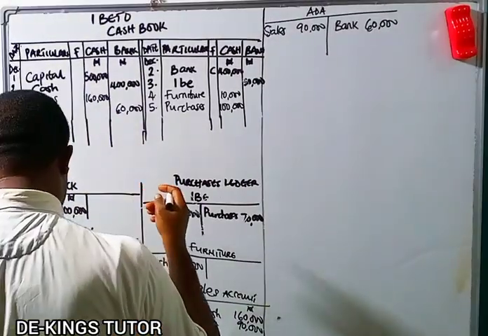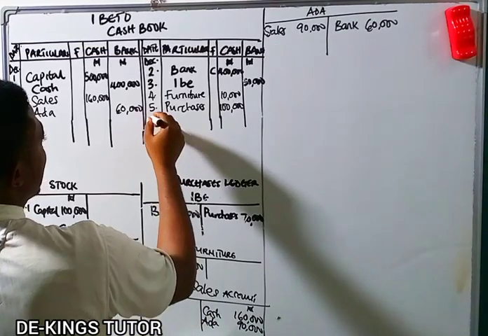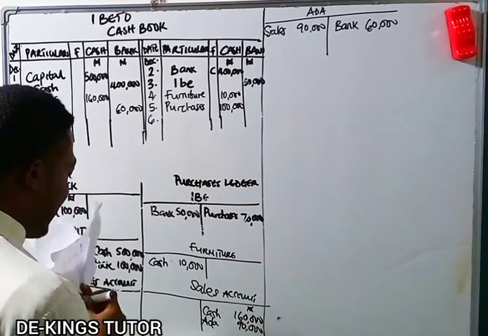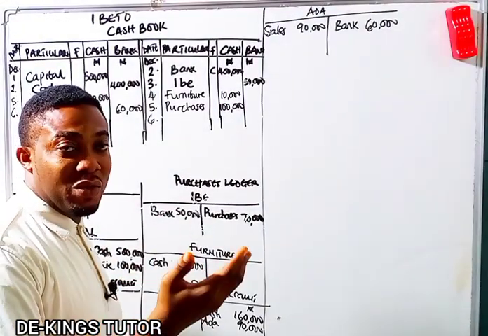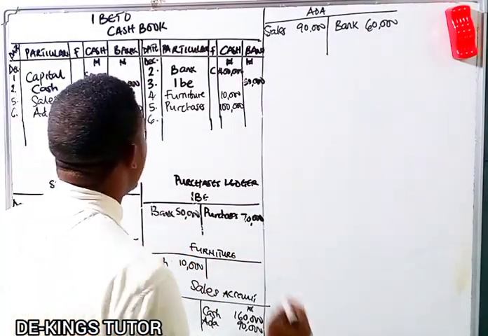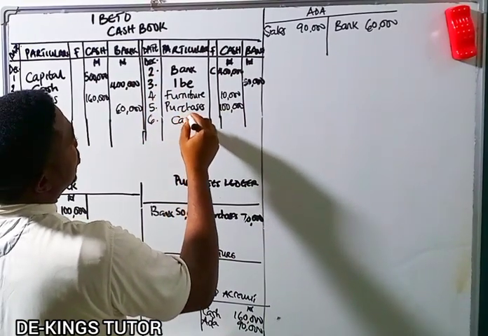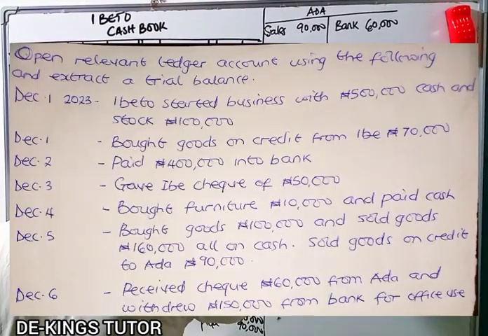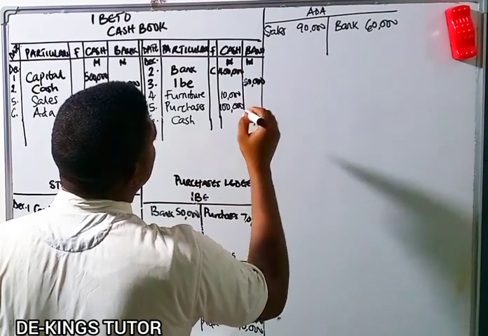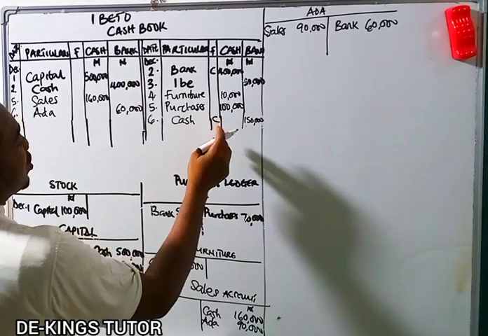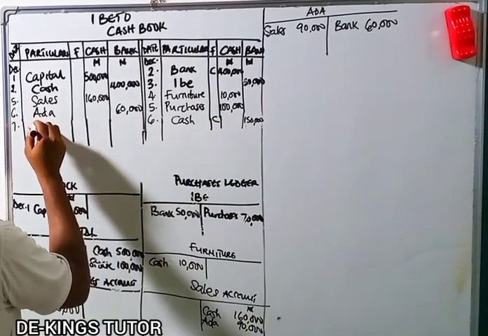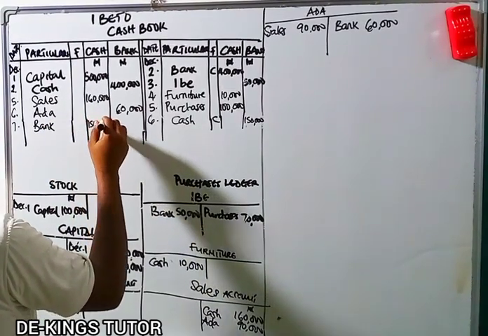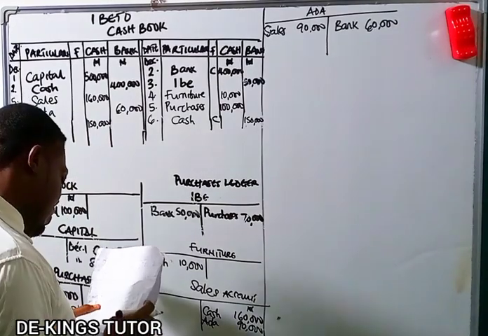So what's the date? The date is still the 6th. They said they withdrew 150,000 from bank for office use. So it means bank is giving out the money. So we'll have here December 6th. Our particulars will be cash, but under the bank column, the money there is 150,000. Now we'll have C here to indicate contra entry. While the corresponding entry comes here, we'll have bank here, but in the cash column, since it's for office use, 150,000.